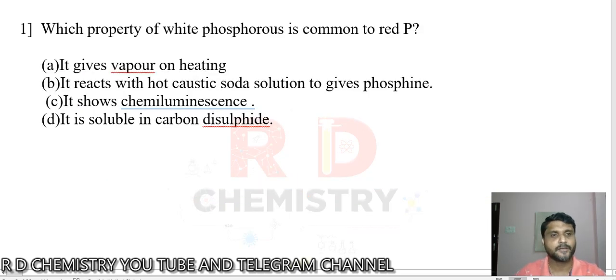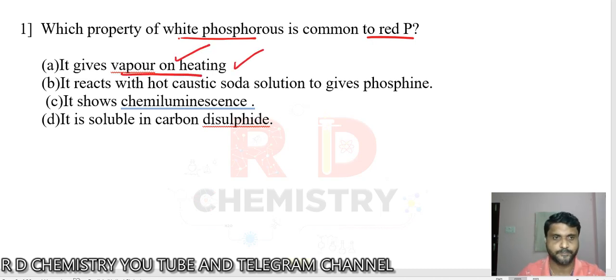Question number 1. Which property of white phosphorus is common to red phosphorus? That means which is true for both white and red phosphorus. It gives vapors on heating. It is correct for both white phosphorus as well as red phosphorus. Second statement, it reacts with hot caustic soda solution to give phosphine.